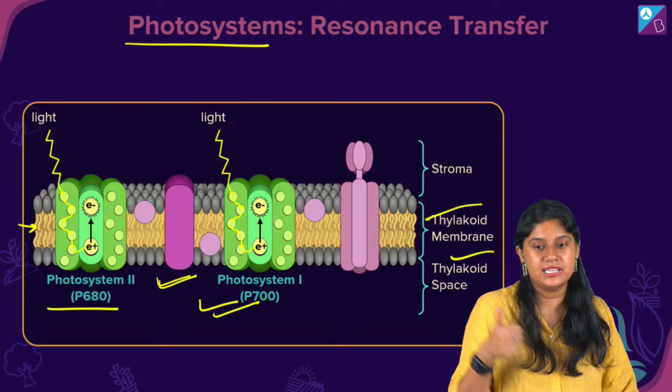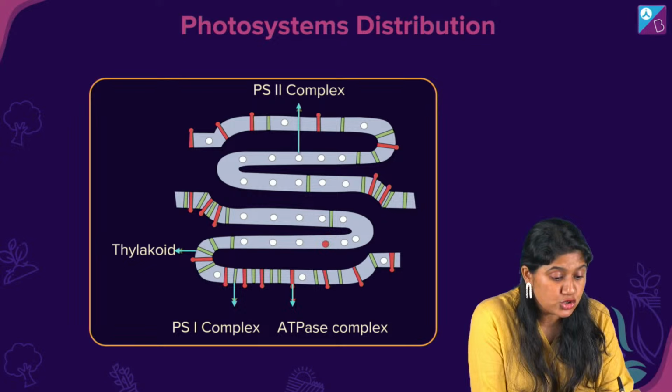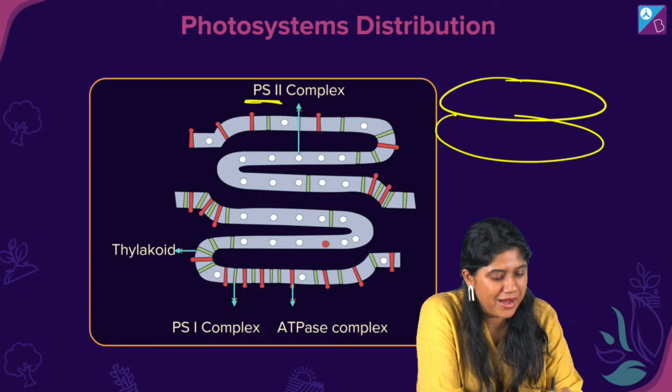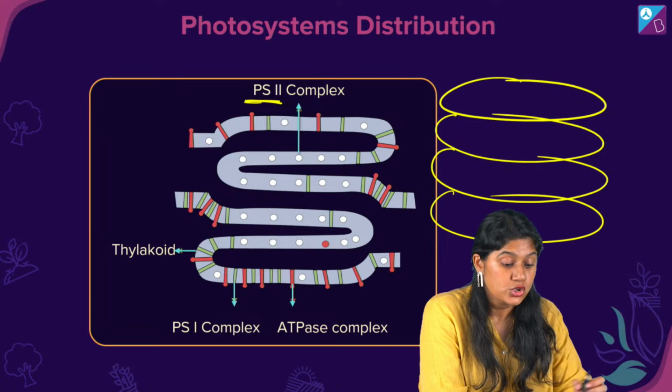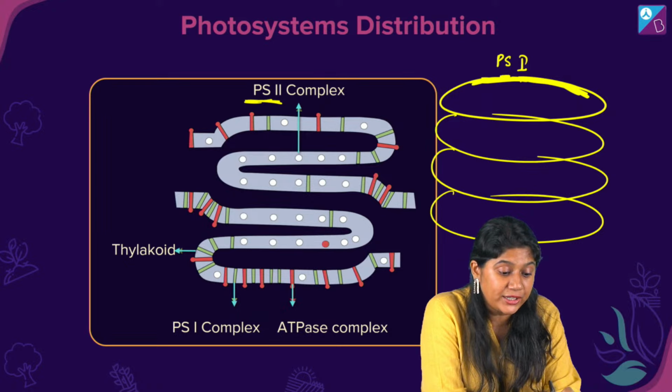Now we'll take a look at the other things. We have PS2 and we have PS1. So where is PS2 present? It is present in the slightly inner part. See, children, here we have one thylakoid, here another thylakoid, here a third, a fourth, in this way. So the PS1, if you look, is present over here, on the outer side. What do we call this side?